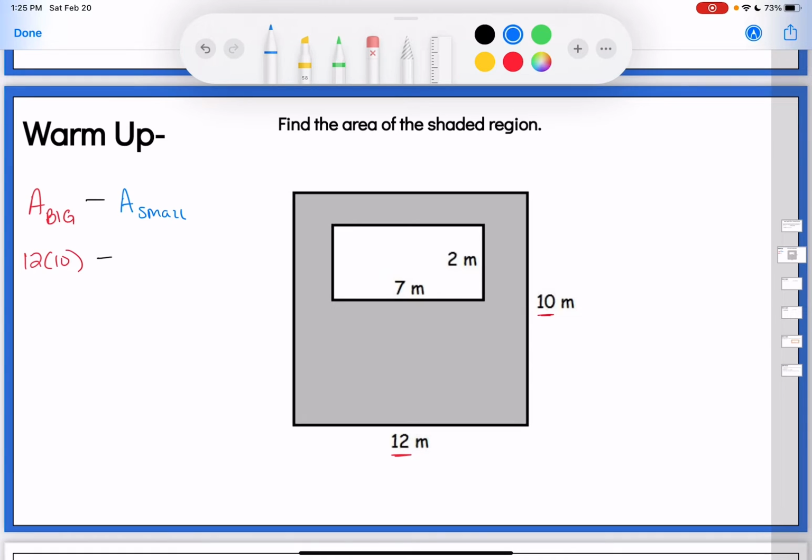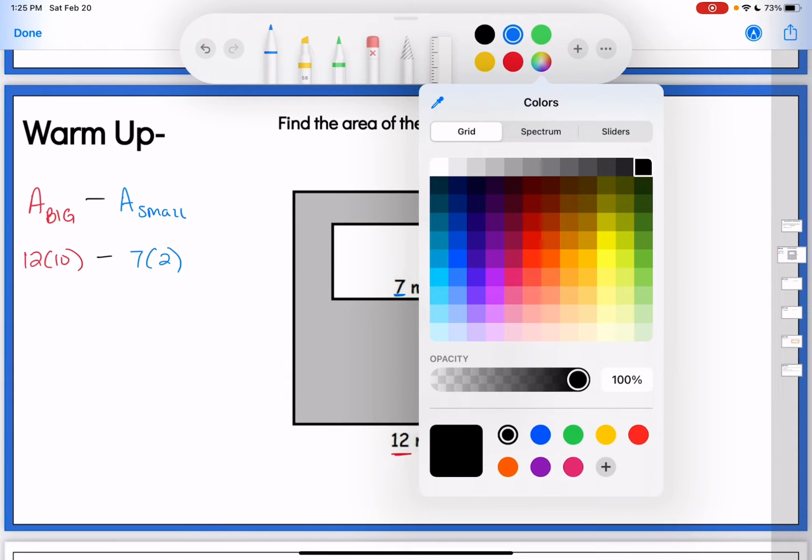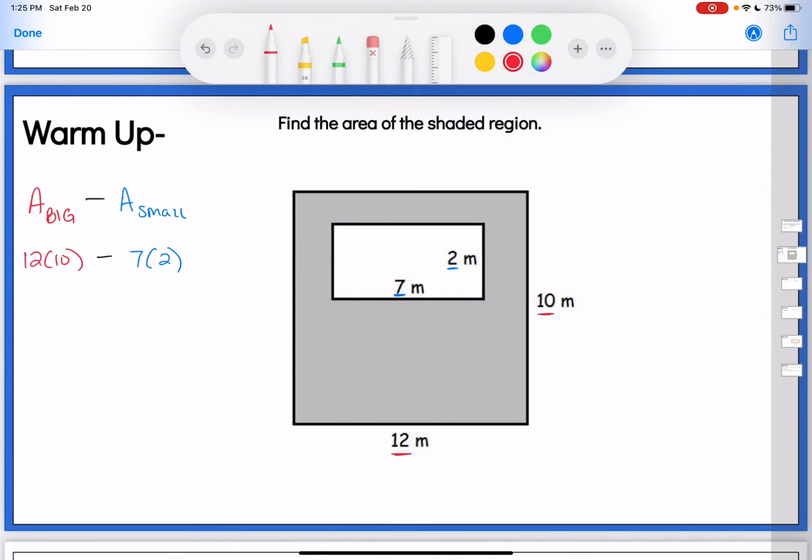And I want to subtract the area of the small. The area of the small would be 7 meters times 2 meters. 7 times 2 for the area of the small. All right, well, let's see. Area of the big, 12 times 10 is 120, minus 7 times 2 is 14. 120 minus 14 is 106. Now we're talking about area, so that would be meters squared. 106 meters squared. So notice that was multiplying, right?